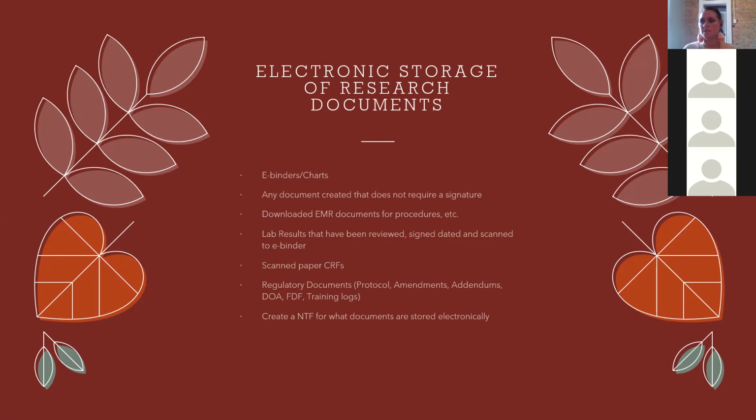So any document that you create that doesn't require a signature, the liver score calculations are a good example of this. You can just print that to PDF and save that in these e-binders. I do suggest saving them by subject number and then organizing them by document type so that you can quickly find it when you need it.